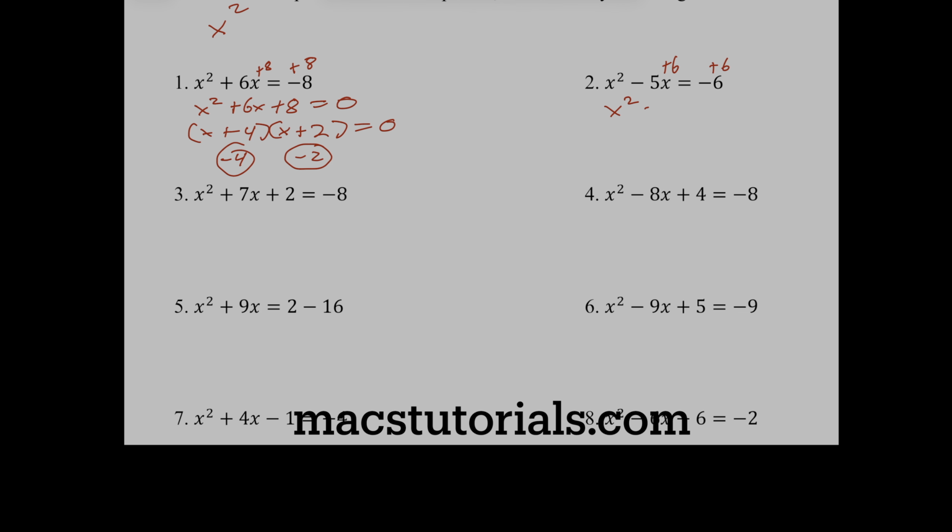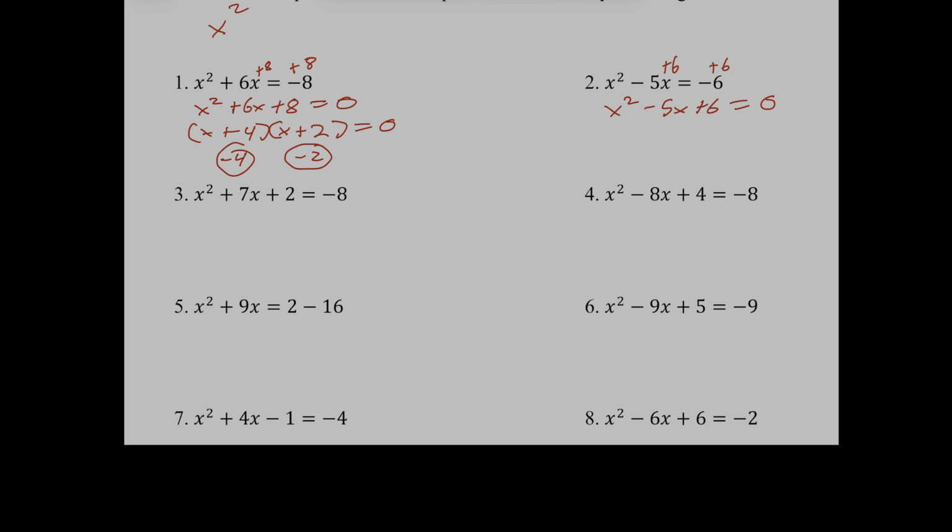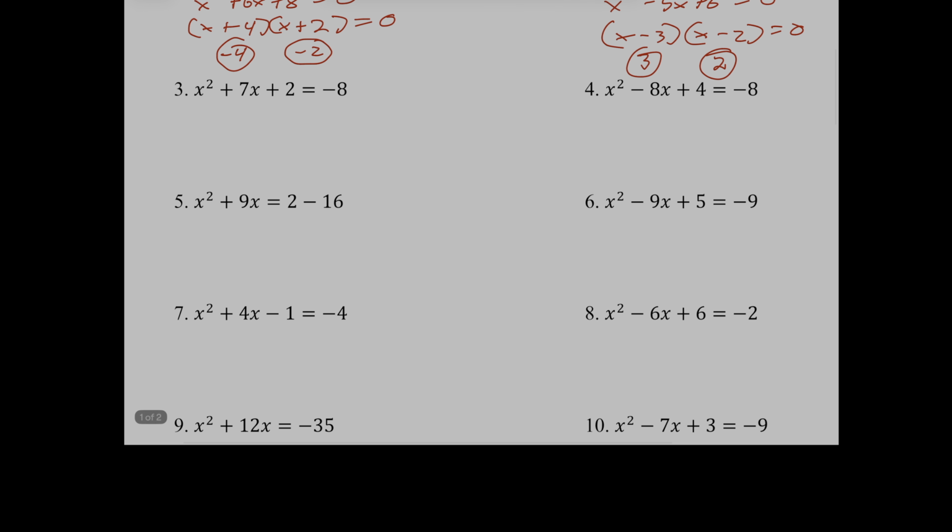This one, I'm going to do it by adding 6 to both sides. So I'm going to get x squared minus 5x plus 6 equals 0. Now I'm going to do my two parentheses, and I'm going to get x, third term positive, signs are the same, take the sign in the middle, 3 and 2, multiply to 6 and add to 5. My answers are 3 and 2. Okay, let's go on to number 3.